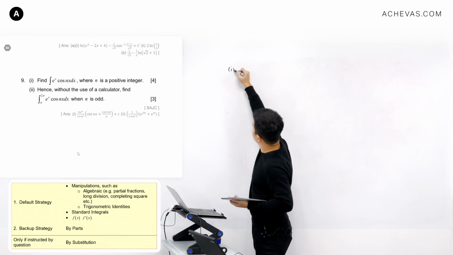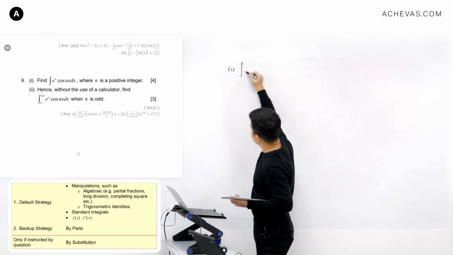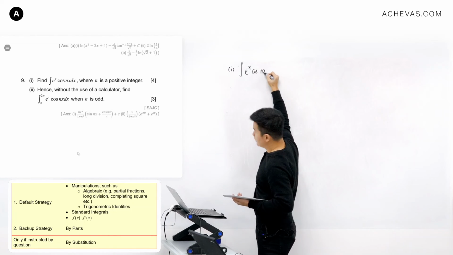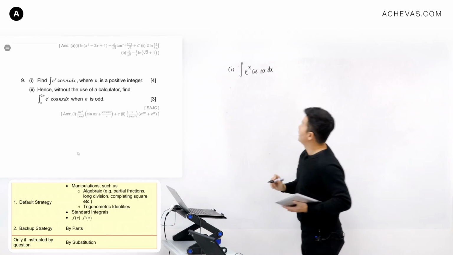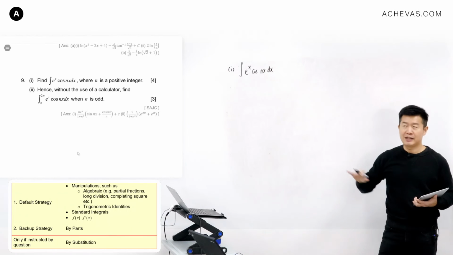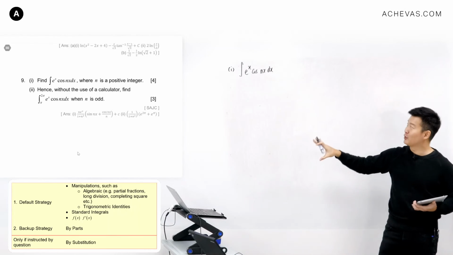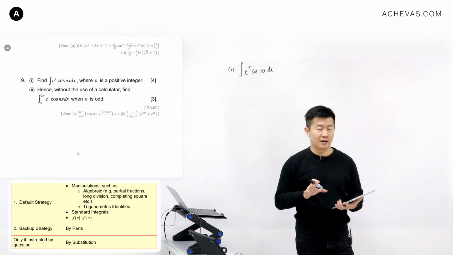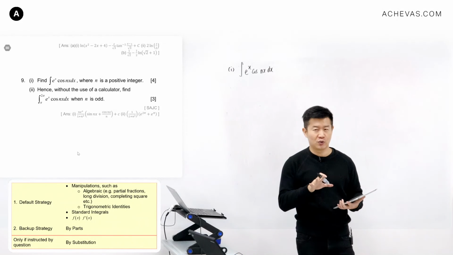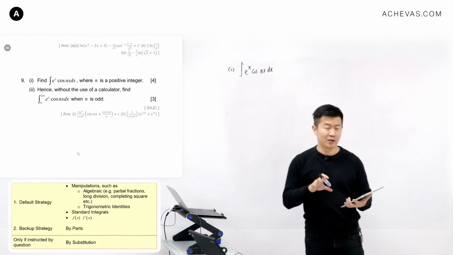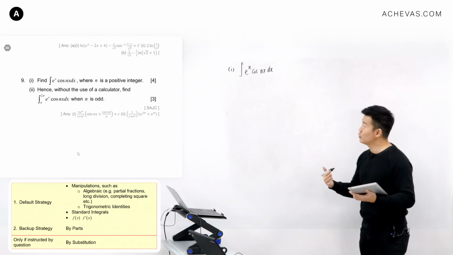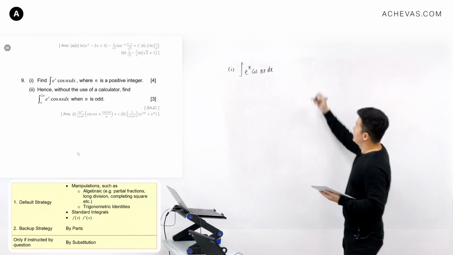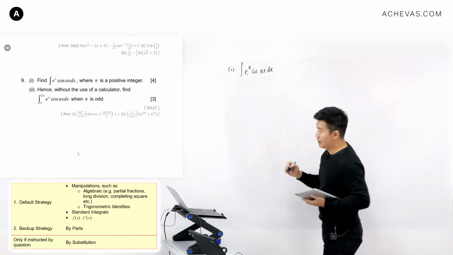Part 1, we are supposed to integrate e to the power of x cosine nx. My default strategy should fail. I don't think I can apply any, this is definitely not a standard result. So I'm going to think about f x, f prime x, and I don't think it's going to work. That is when we are going to introduce integration by parts. And I'm going to apply LIATE.